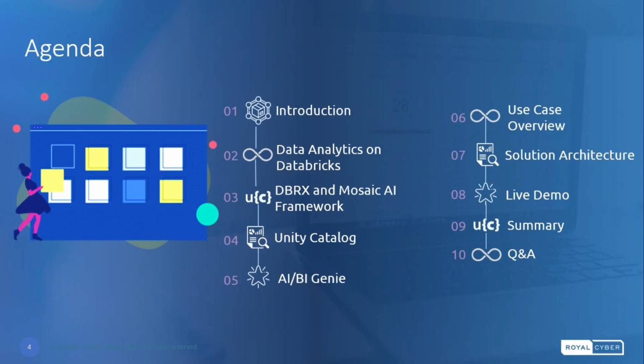Let's get down to the agenda. First, we'll go through the introductions as we have just done now. Then we will talk about data analytics on Databricks. Then we have DBRX and MosaicAI framework overview. Then we have Unity Catalog overview. Then we'll go to AI/BI Genie, of how generative AI can help you using Databricks. Then we'll get to the use case overview, solution architecture, and finally the live demo. Then we'll summarize everything, and then we'll get to the Q&A.